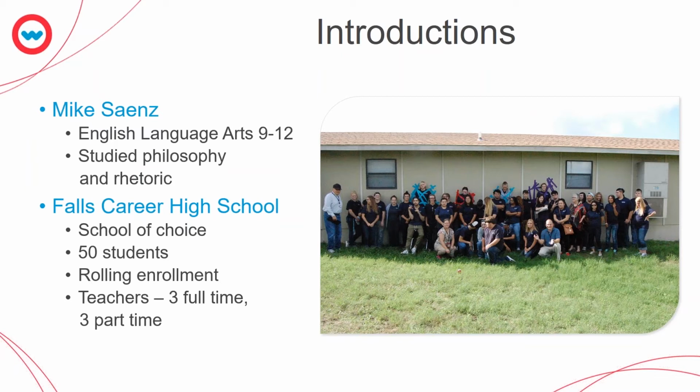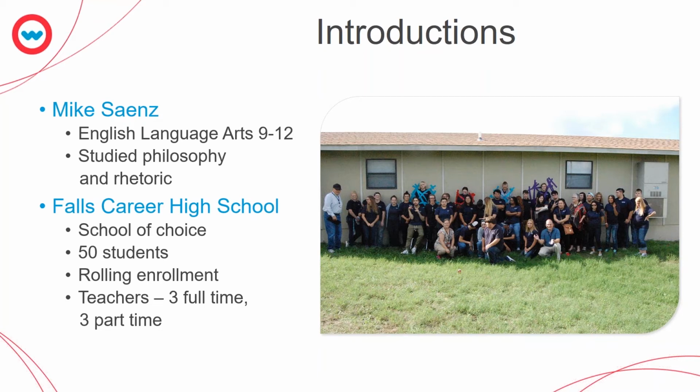So this is really me, this is my school. I'm an English language arts teacher at an alternative school, Falls Career High School. I didn't actually study English directly, I'm a philosophy and rhetoric guy from college. But at our school, it's in Texas, Marble Falls in the Hill Country, just outside of Austin. And it's a school of choice. It's a public school within the school district.